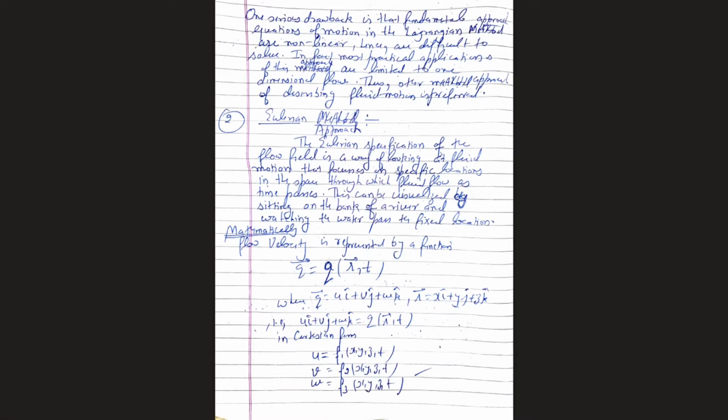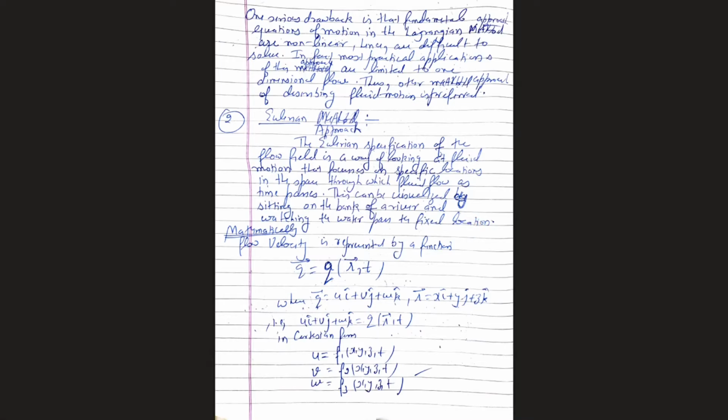Now we will move towards the Eulerian approach. What is the difference between the Lagrangian approach and the Eulerian approach? We will study over here. The Eulerian specification of the flow field is a way of looking at fluid motion that focuses on specific locations in the space through which fluid flows as time passes. This can be visualized by sitting on the bank of a river and watching the water pass a fixed location.